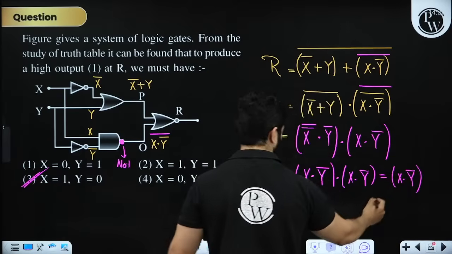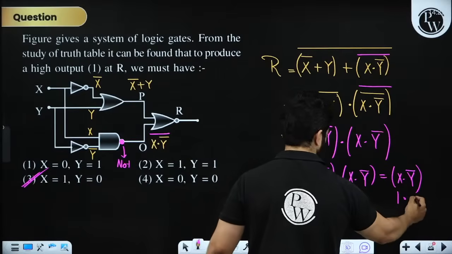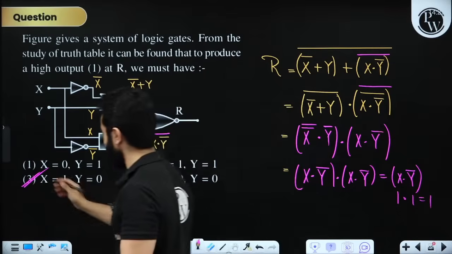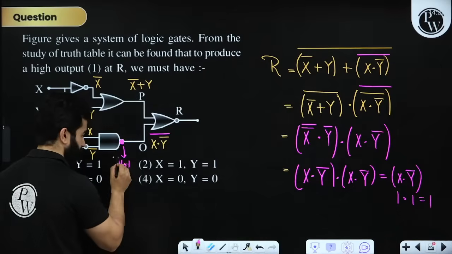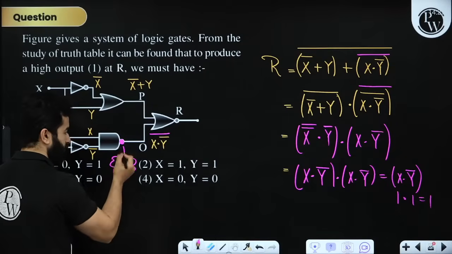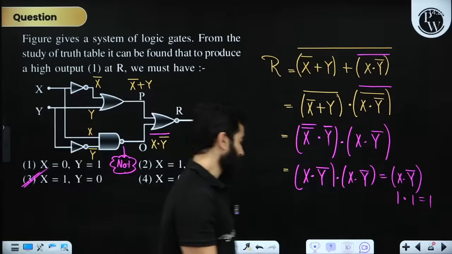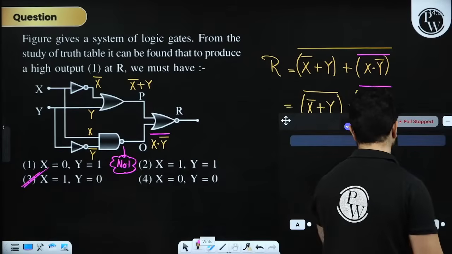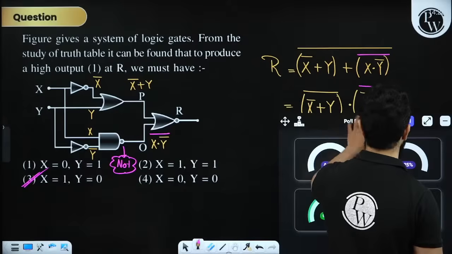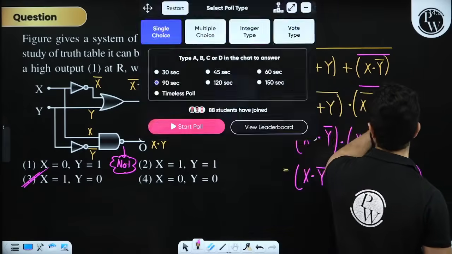So X is 1, and when Y is 0, this will give you 1. Answer C is correct. This is very, very important. Please don't miss things like this. This was a NOT over here. Answer C is absolutely correct. Very good. Clear, my dear friends?